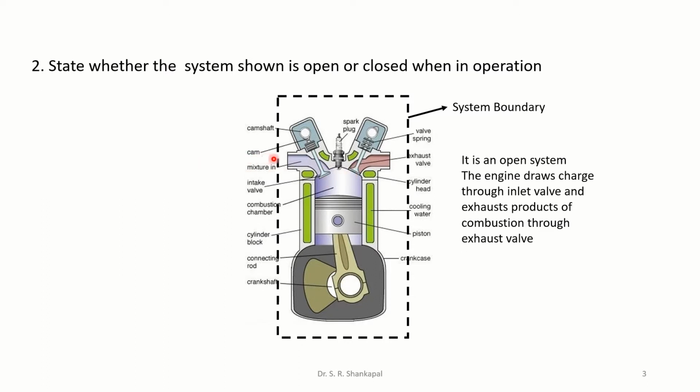Air fuel mixture will cross the boundary and enter into it during the suction stroke through the inlet valve. The exhaust gases will leave the system through the exhaust manifold. So mass is entering, mass is leaving. Of course, fuel is entering, heat interaction is also there. I can take out the work from here, so work interaction is also there. So we can say this is an open system.